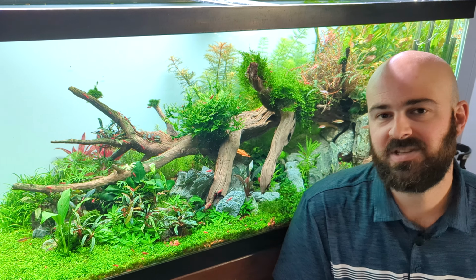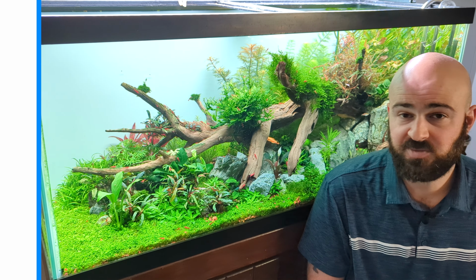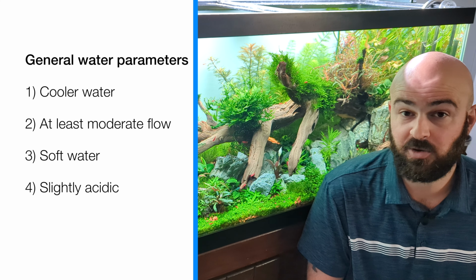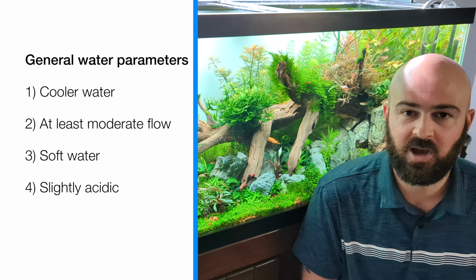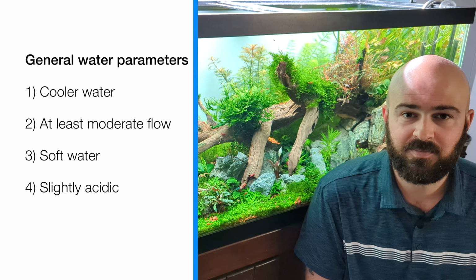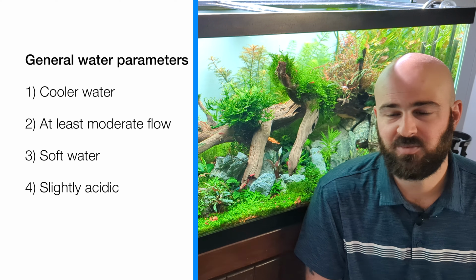So what are some other things to think about when it comes to plants? There are factors like temperature, pH, flow, and hardness that do affect plant growth, but they're not nearly as important as the three pillars of plant growth. Most plants do actually better in slightly cooler water, like low to mid 70s Fahrenheit, 22, 23 Celsius. They usually do well with moderate flow at a minimum, kind of softer water, and a little bit more on the acidic side. Granted, I don't really mess around with these things.